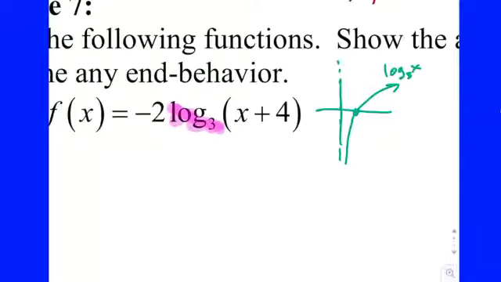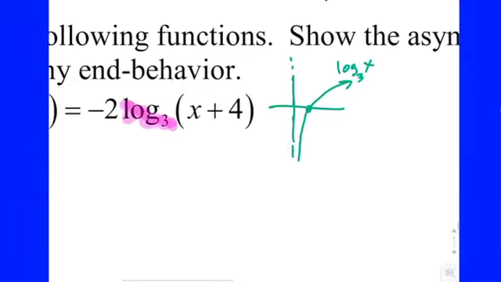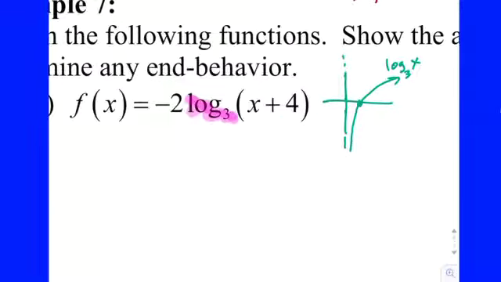And again, all log base bigger than 1 of x can have the same general shape. We don't really care about the steepness, remember, unless we're showing more than 1 on the same graph. Then we show the relative steepness. So that's what you're starting with. That's the shape that you're starting with.